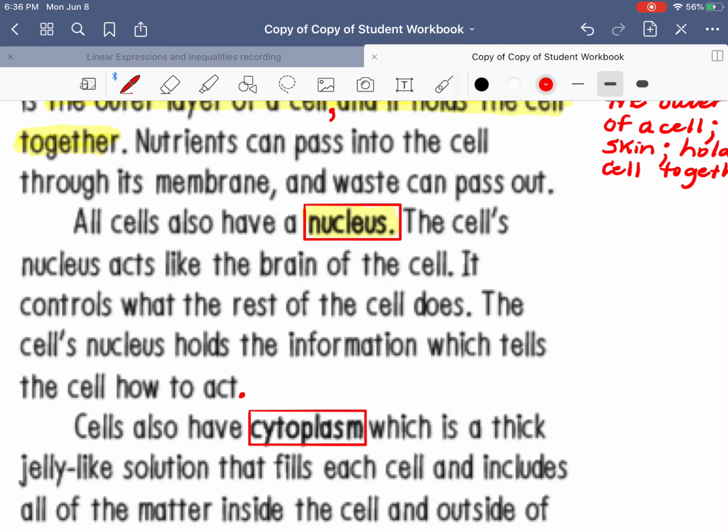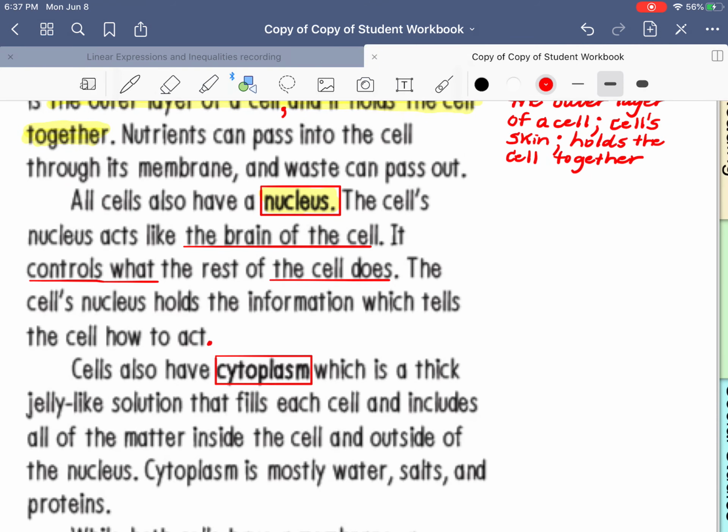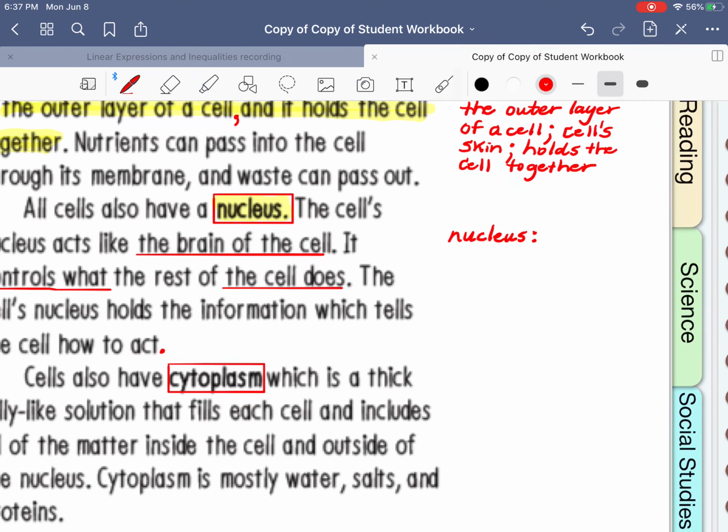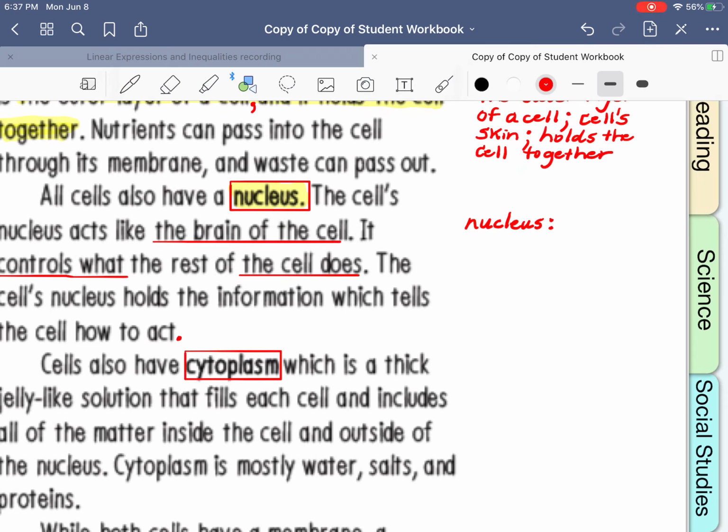So a nucleus has several functions, and these are all true. It is the brain of the cell. It's the control center of the cell. It controls what the entire cell does. It holds information which tells the cell how to act. So here's the definition of a nucleus that I want you to use. To me, with my personal background, the nucleus is the most important part of the cell, because that's where the genetic information is housed.